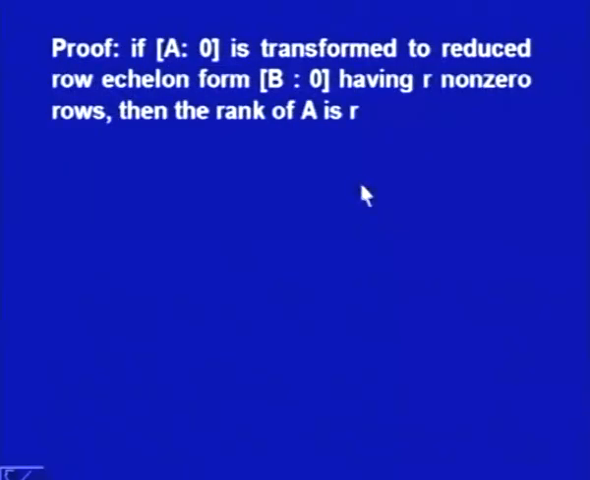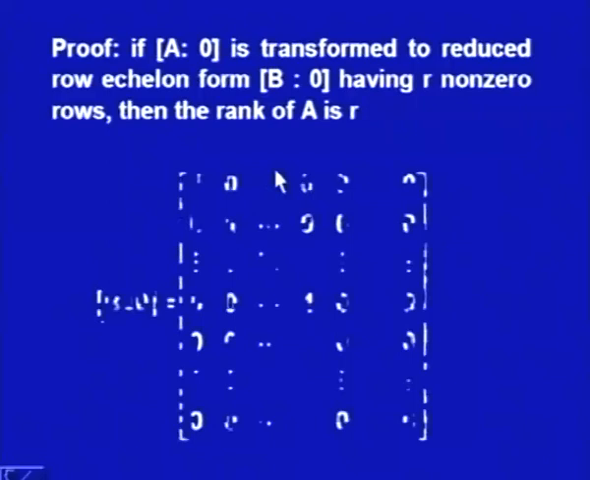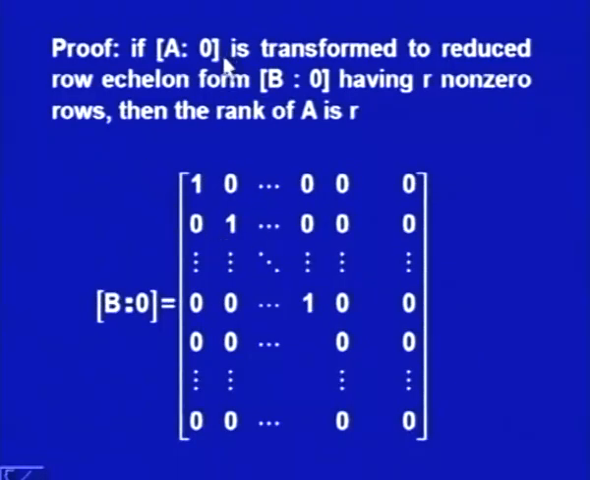Now, to prove this, we start with the augmented matrix A0 and we transform it to reduced row echelon form B0 having R non-zero rows. Then by definition of the rank, we say the matrix will have rank R. So, we have a matrix A which, when transformed to echelon form consisting of R rows, will look like this matrix. So, the transformed matrix B will look like this.